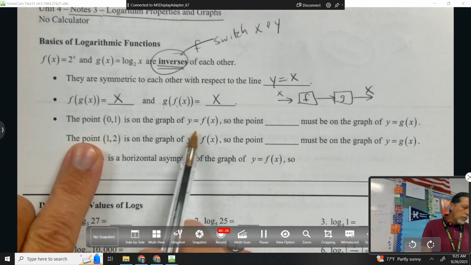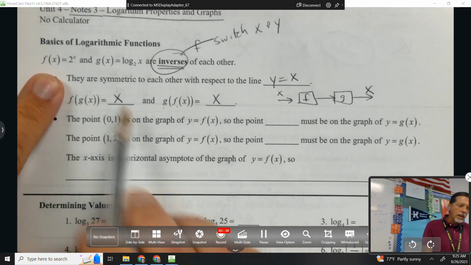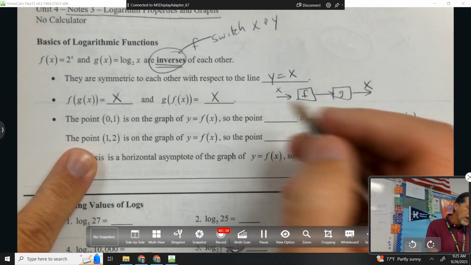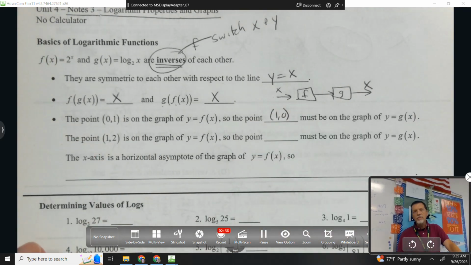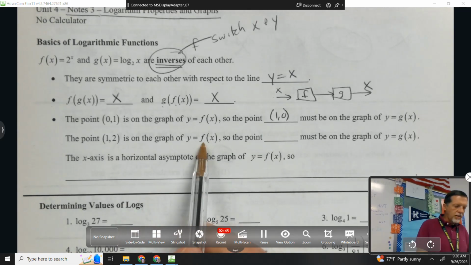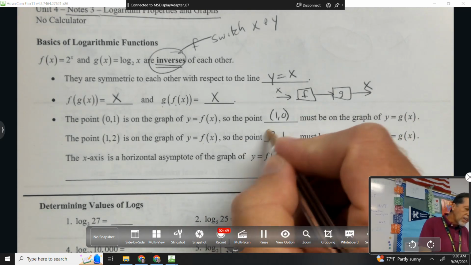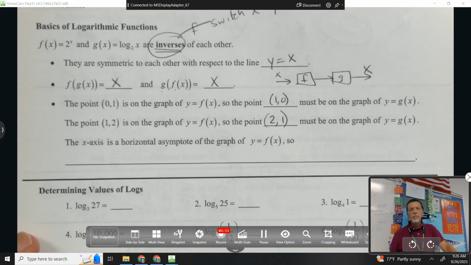The point (0, 1) is on the graph of y equals f of x. Again, f of x is 2 to the x. So if we're switching x and y, (1, 0) must be on the graph of g of x. The point (1, 2) is on the graph of f of x. So if we switch x and y, then (2, 1) is on the graph of g of x. Switching things around.